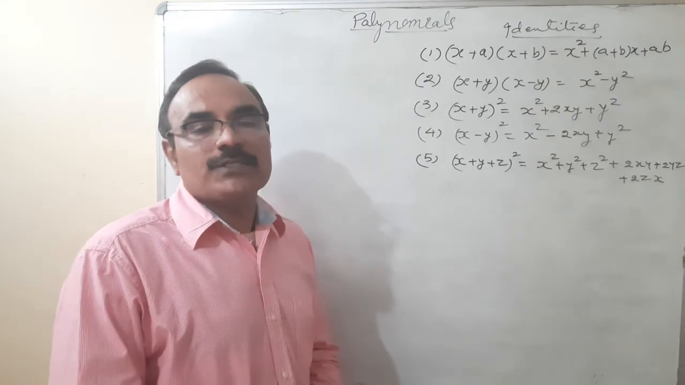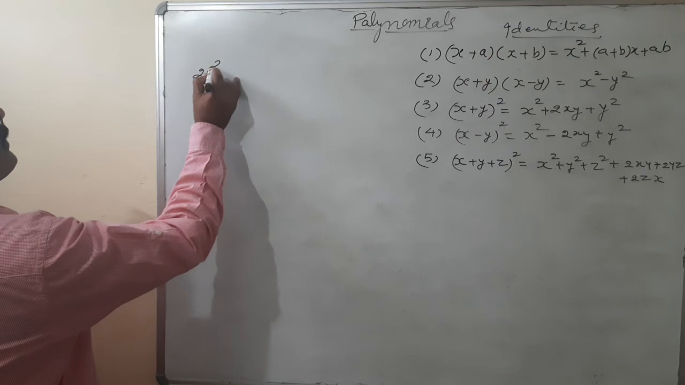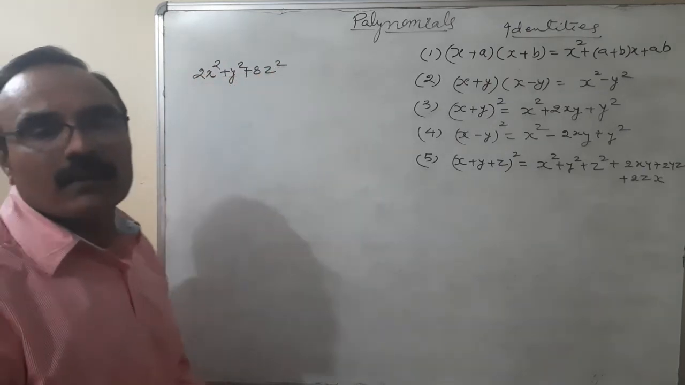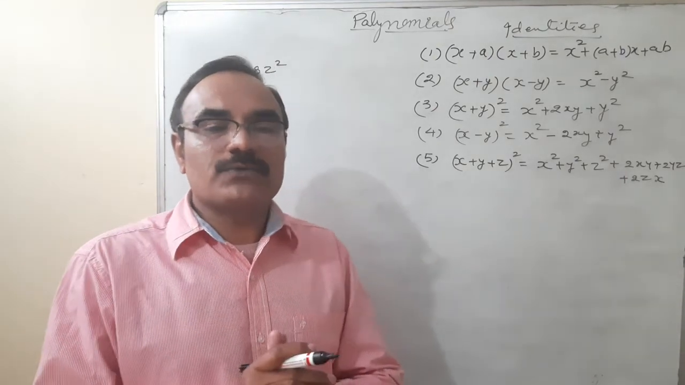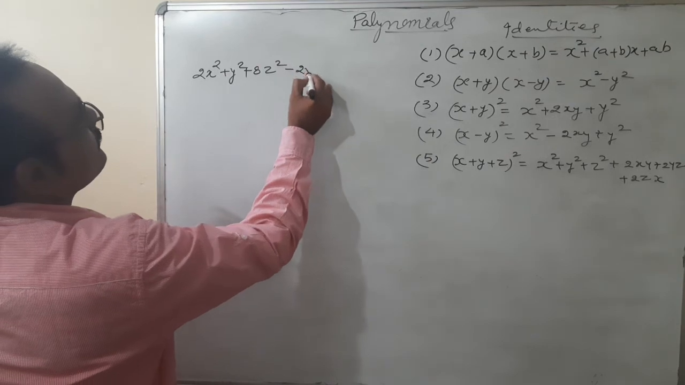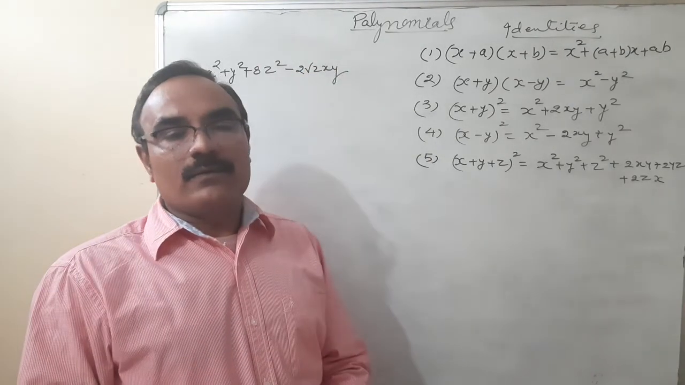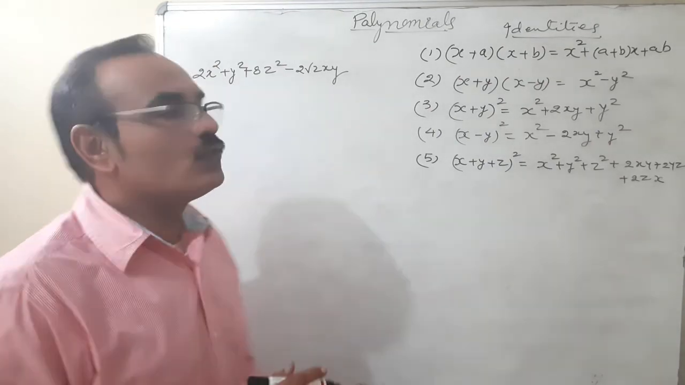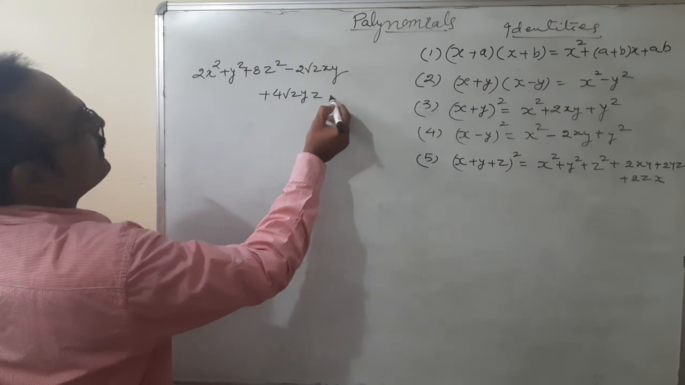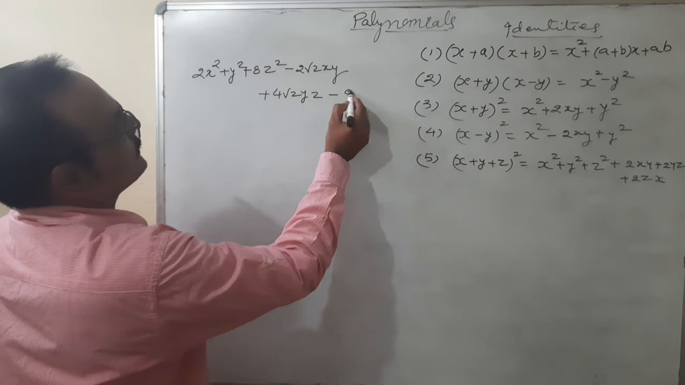The question is 2x square plus y square plus 8z square minus 2 root 2 xy, and after that plus 4 root 2 yz, and then finally minus 8xz.